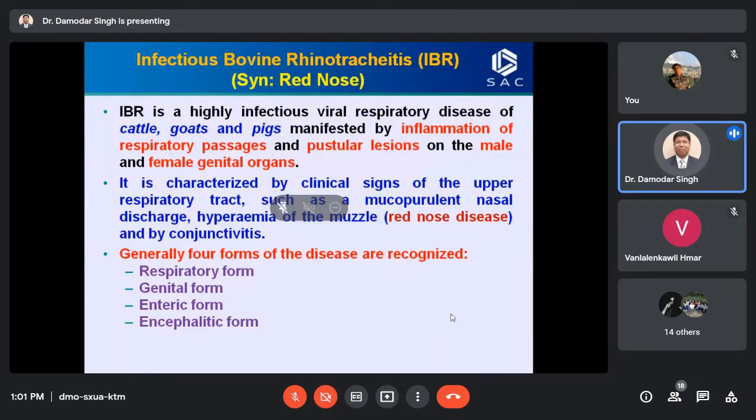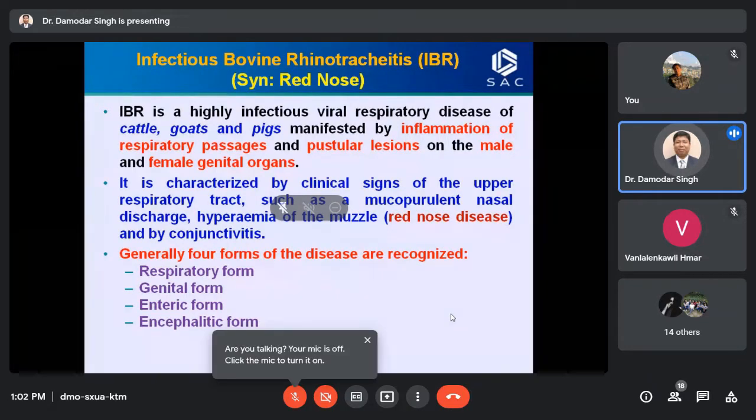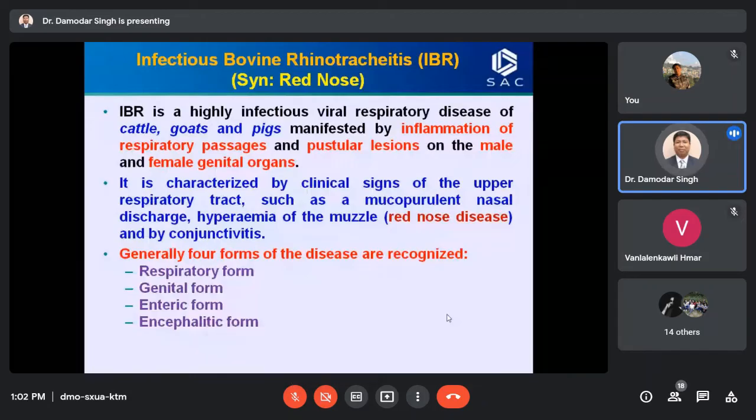So last time we left some more viral diseases which are also important. The first one is infectious bovine rhinotracheitis, in short known as IBR, and the disease synonym is red nose. The affected bulls and cattle show redness of the nose and muzzle. From a distance it is very clear, clinically manifested by redness of the muzzle and the nose. That's why it is also known as red nose.